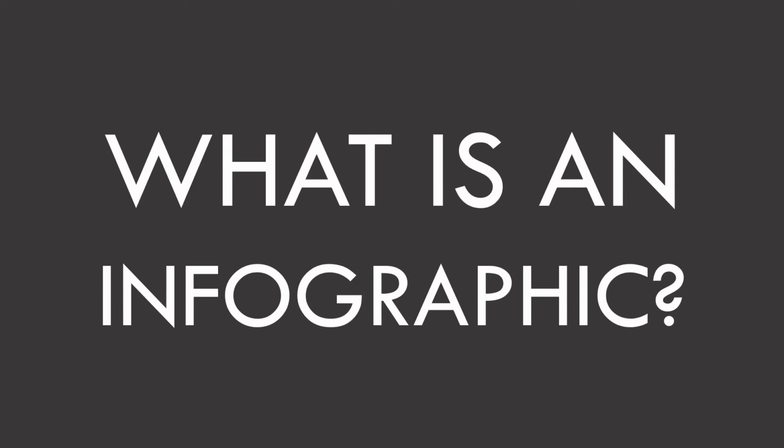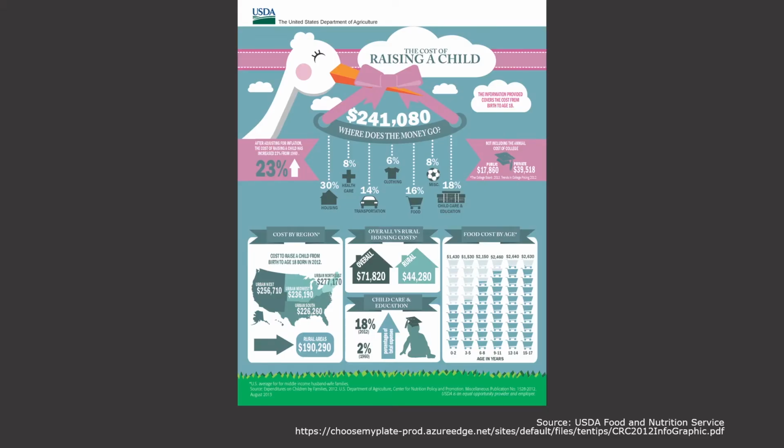So infographics are sort of highly designed bundles of information highlighting facts and statistics, usually about a topic, an issue, a problem, etc. Perhaps it's best just to show you. Here's an infographic about the cost of raising a child. You can see what they've done is they've taken one big statistic, the cost of raising a child that exists in the center there, and then they've broken it down. They have a bunch of other information: cost by region, overall versus rural housing costs, food cost by age. All of these things help us understand better what that fact, that statistic is.